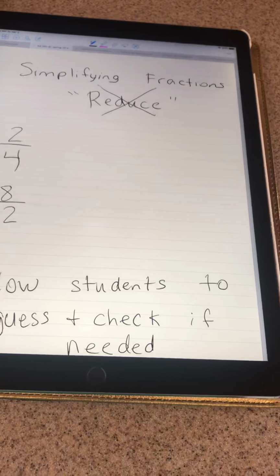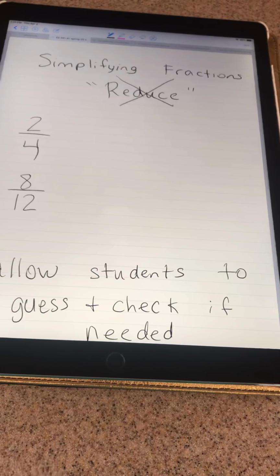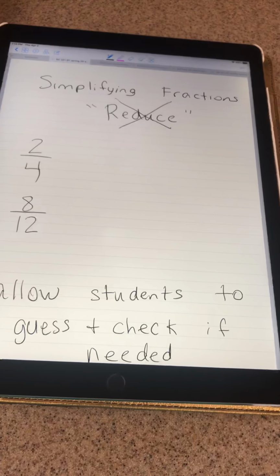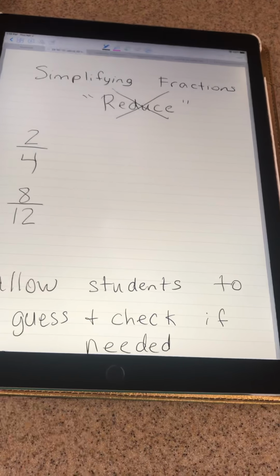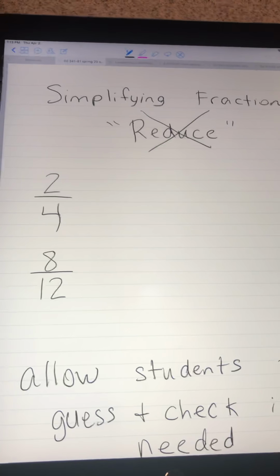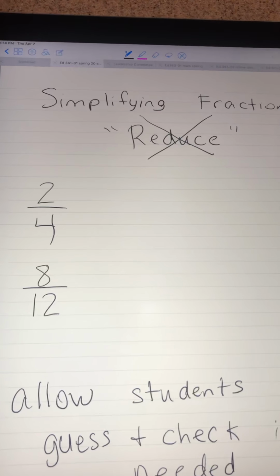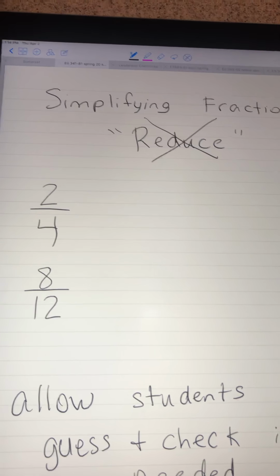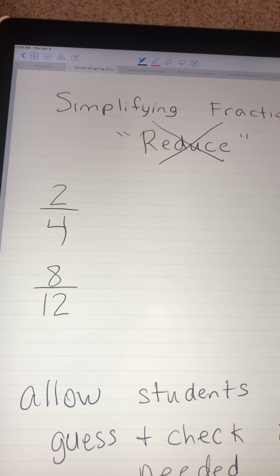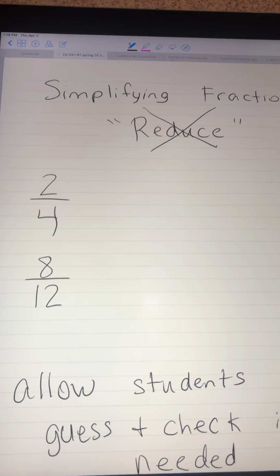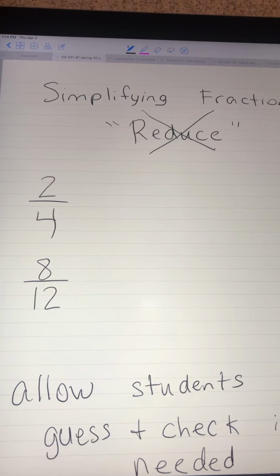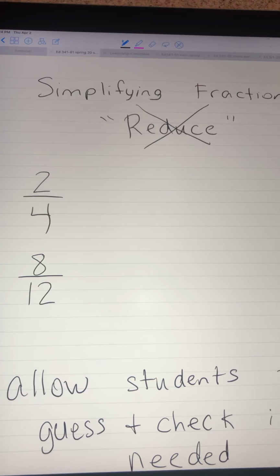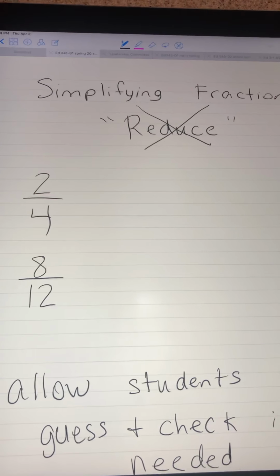So now we're going to discuss how to teach students to simplify fractions. When I was in school, I was taught that instead of calling it simplifying fractions, I was taught to reduce fractions. This is a very big problem in math because when you think of the word reduce in any other context, it means to make something smaller. Well, that is a very big problem with fractions because when we are simplifying fractions, we are not making them smaller. Instead, we are making them more simple to understand.